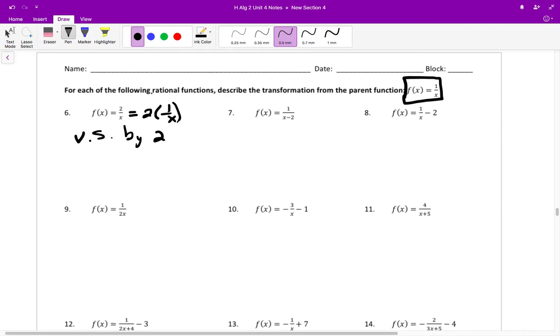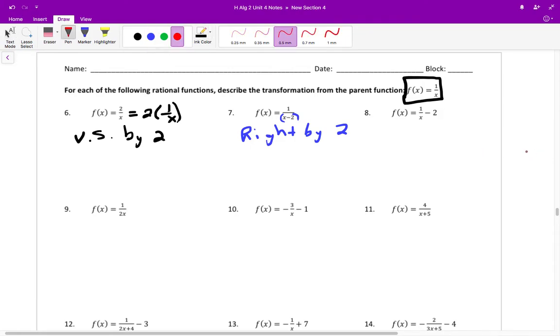Okay. Now, for number 7, we can't necessarily just move this negative 2 out. We can't move the negative 2 out to the right. It's stuck inside the parent function, and if it helps, you can put it in parentheses. That would be how you'd have to type it in your calculator. So if it's inside the parent function, remember that's your horizontal movement. In this case, if it's negative 2, you have to think opposite. This is actually moving to the right by 2.